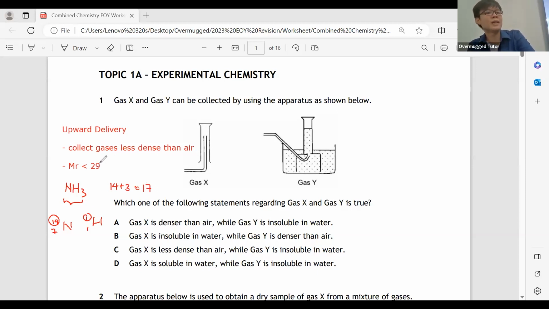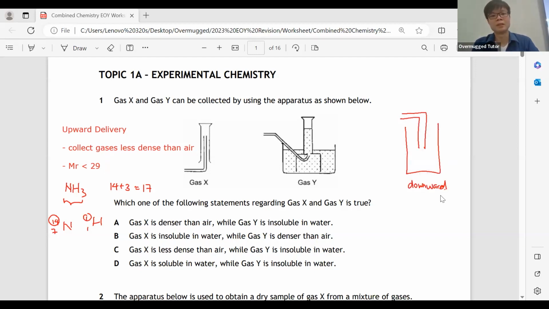Since ammonia gas has an MR less than 29, it is less dense. If something is less dense, it will float. So this is why upward delivery goes upwards. On the other hand, you have the downward delivery, which looks like this. Why? Because if something is denser, it will sink. That's when we use downward delivery. So gas collection, only 3 types. Upward and downward depend on the MR, the density of the gas. This is the MR of air, more or less. Questions so far?